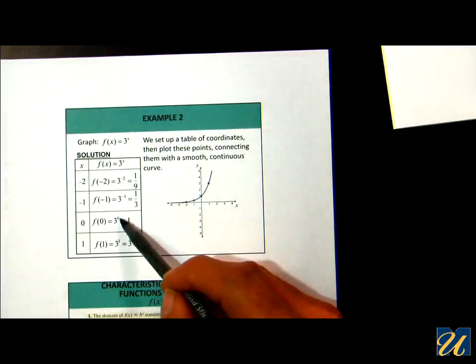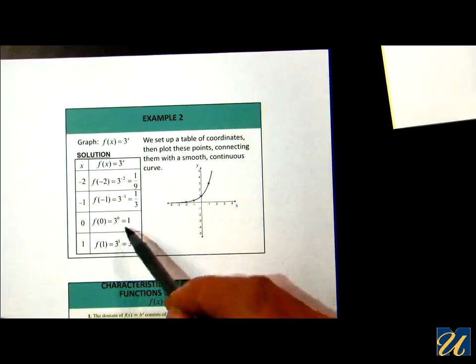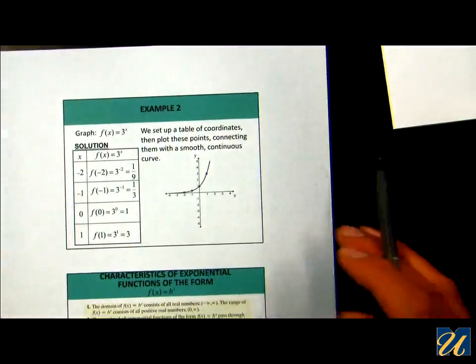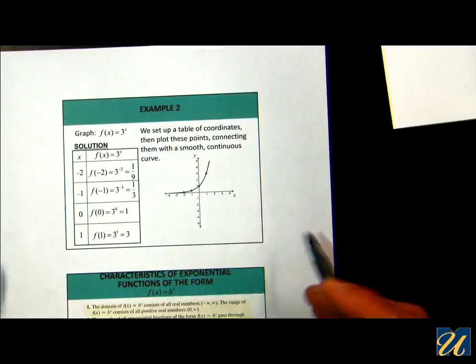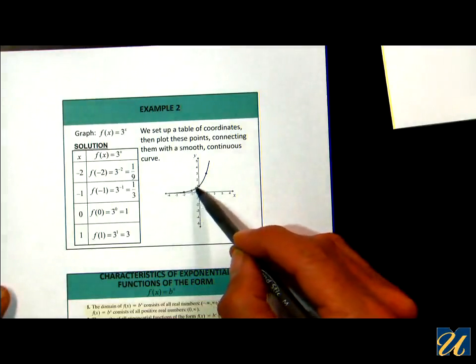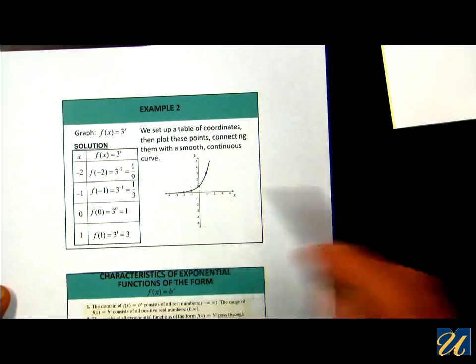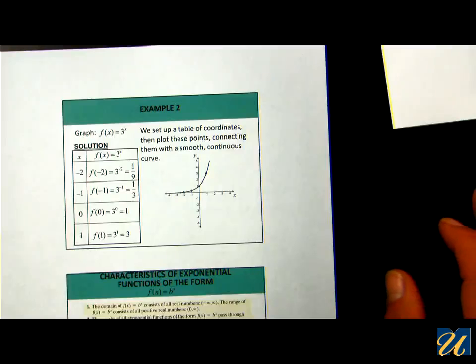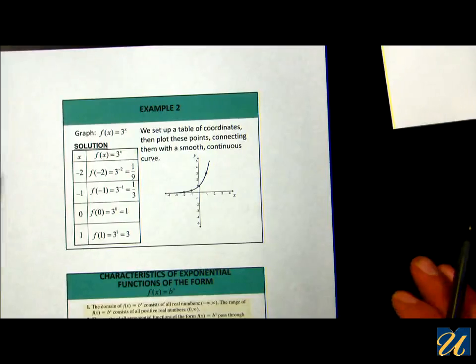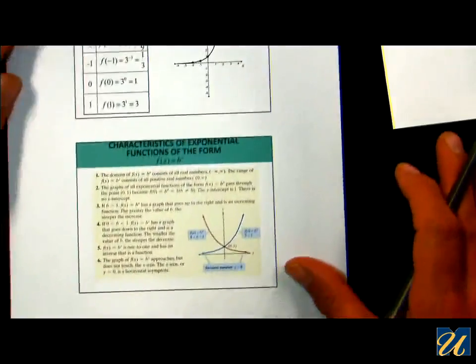When the exponent is 0, any number that's not 0 to the 0 power is always 1 by rule of exponents. 0 to the 0 is not defined. And when x is equal to 1, 3 to the first power is 3. So we carefully plot those points, and we draw the smooth curve connecting those points. All exponential functions are smooth and continuous graphs, and they have many different properties from polynomial functions. Let's take a look at those properties.